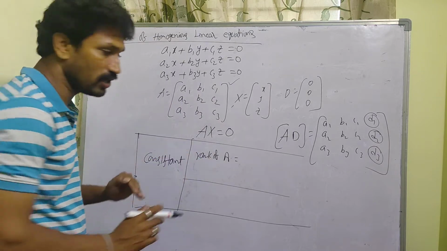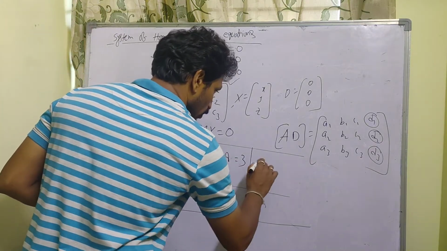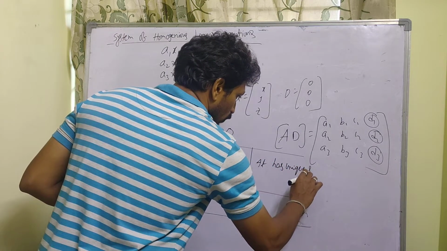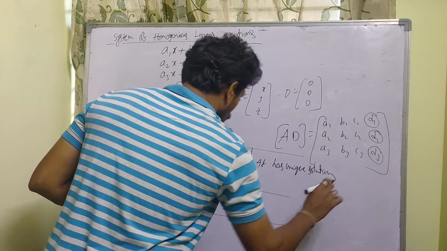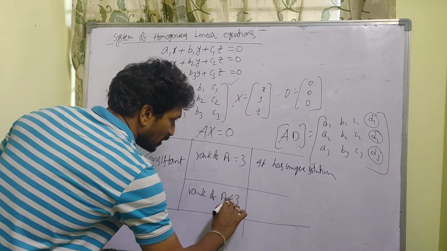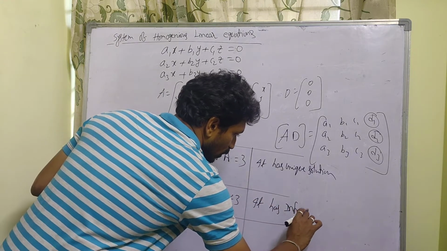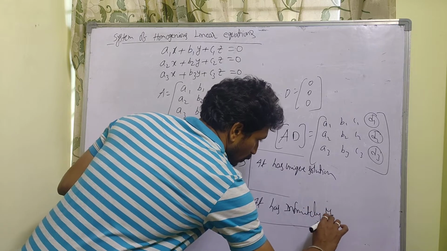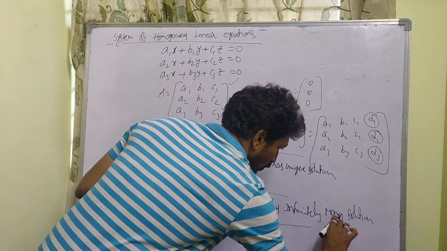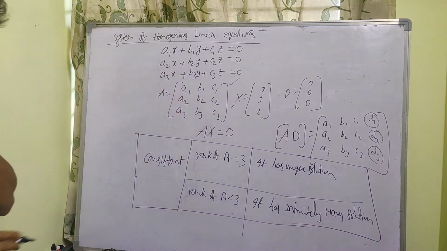It depends upon the coefficient matrix only. If rank of A is equal to 3, it has a unique solution. If rank of A is less than 3, it has infinitely many solutions. Just remember.